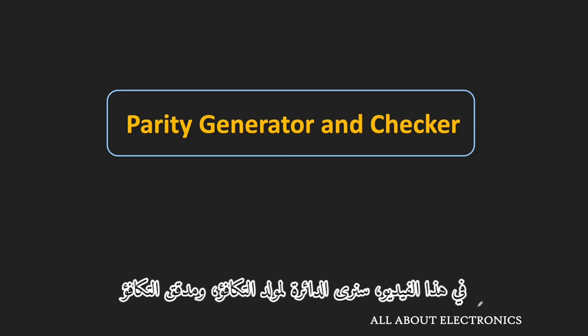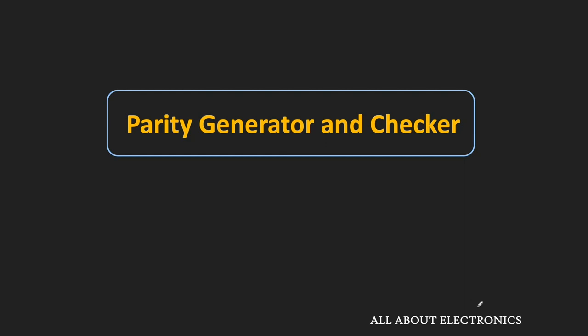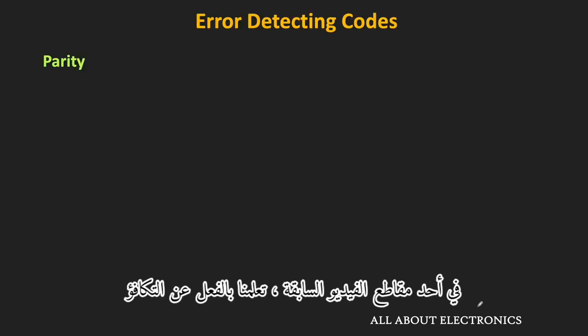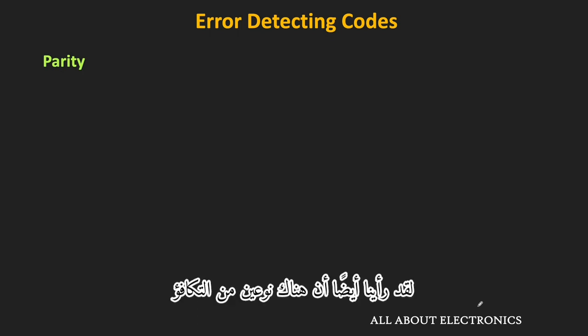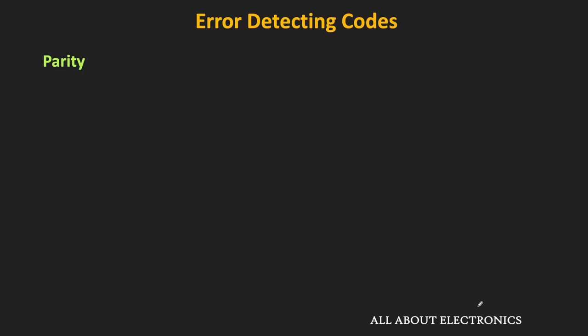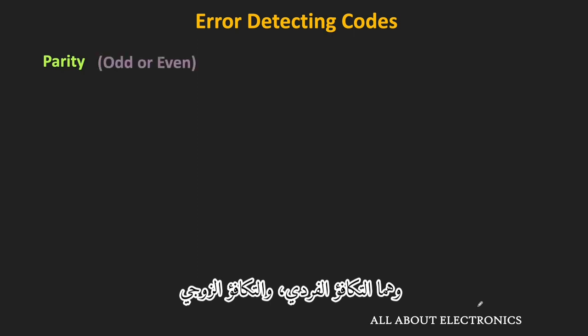So in this video, we will see the circuit for the parity generator and the parity checker. Now in one of the earlier videos, we already learned about the parity. So this parity bit is the additional bit which is used with the data bits for error detection. And we have also seen that there are two types of parity, that is odd parity and even parity.